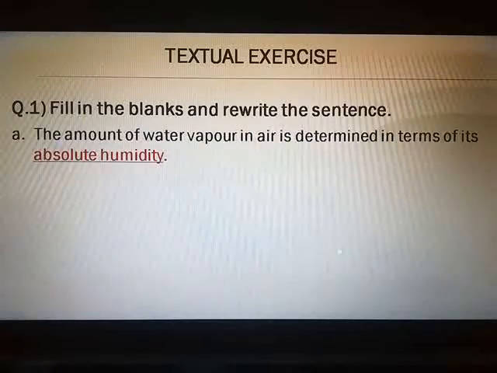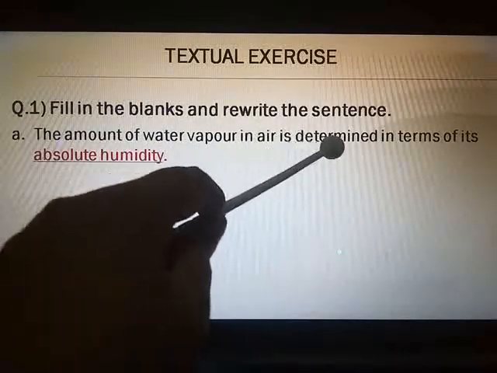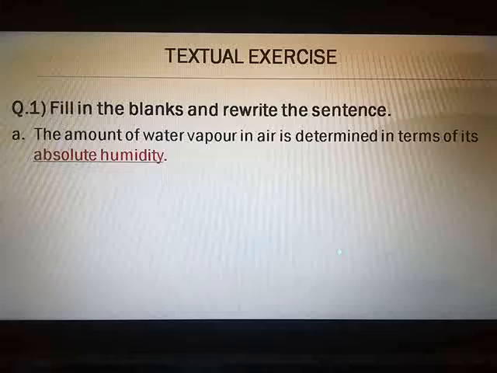The amount of water vapor in air is determined in terms of its absolute humidity. You have studied about humidity and relative humidity in the topic when we covered dew point and humidity. So you know the amount of water vapor is determined in terms of absolute humidity.